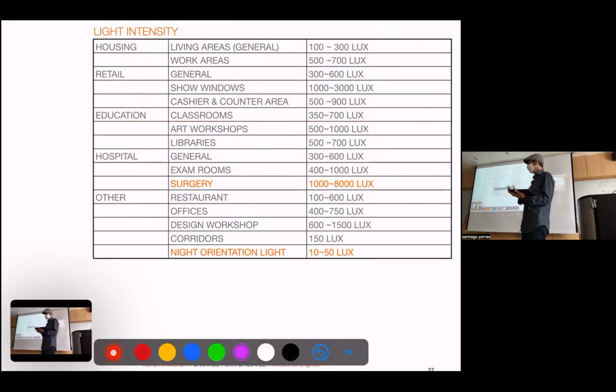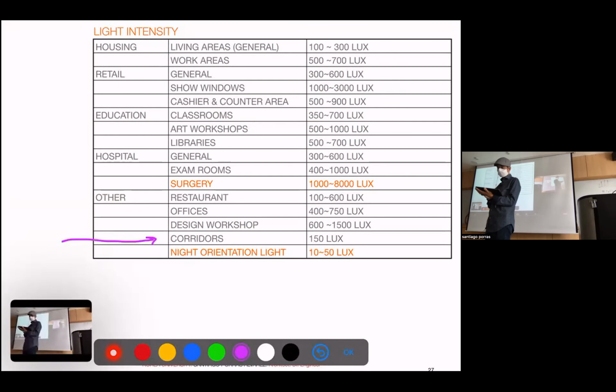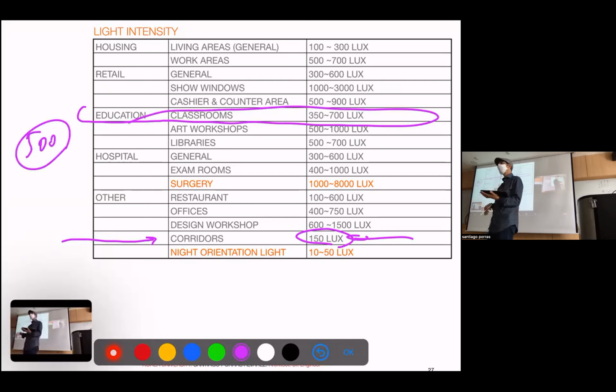This is some basic standard for rooms. There's a lot of margin, right? Because lighting is very subjective and depends very much on individual ability. But as we say, for example, for corridors, 150 lux is quite brilliant. So people with a disability can still see their way very well, right? And in education classrooms, the average is like 500. So 500 as average for intense light in a working space is quite okay, right?